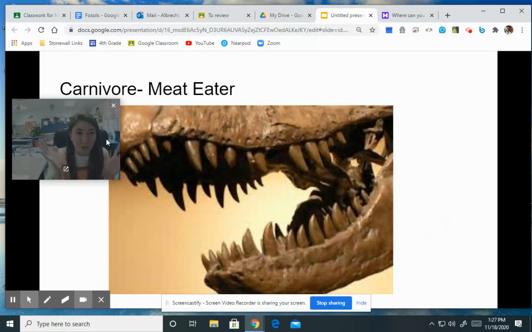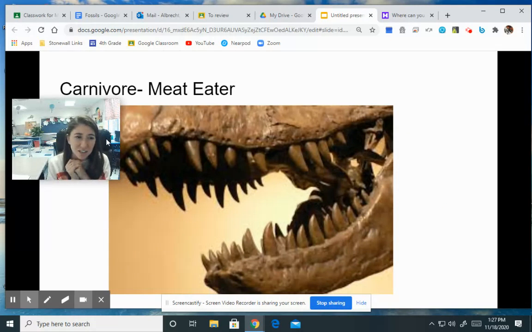Then we have carnivores. Those are the meat eaters. And you know that they need those sharp teeth so they can rip apart the meat. Just like if you use a steak knife, because it's really sharp, you wouldn't use a butter knife to cut up a steak. So they need those sharp teeth to break apart meat. So those meat eaters are called carnivores.